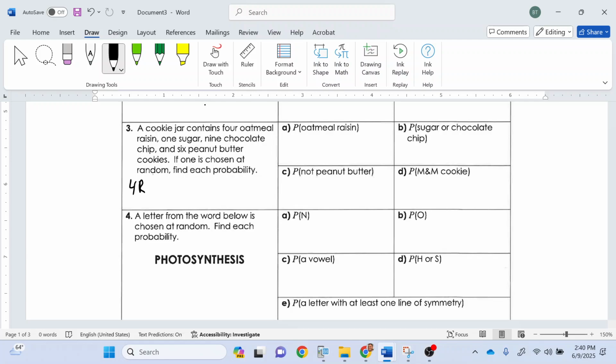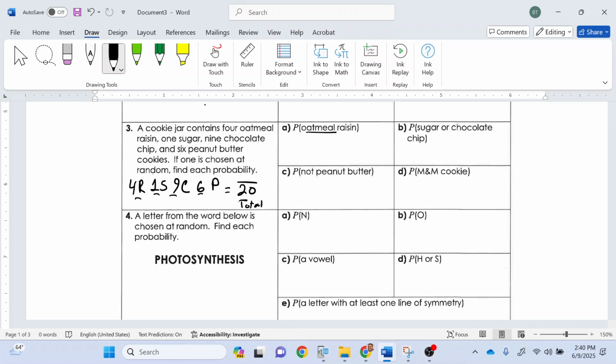Number 3, a cookie jar contains 4 oatmeal raisin cookies. So I'm going to put 4 raisins, 1 sugar, 9 chocolate, and 6 peanut butter. So I have 4 plus 1 plus 9 plus 6. So that's 10, 20. There's a total of 20 cookies. You should always figure out what the total is.